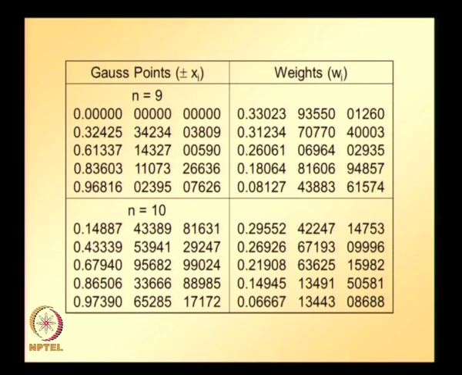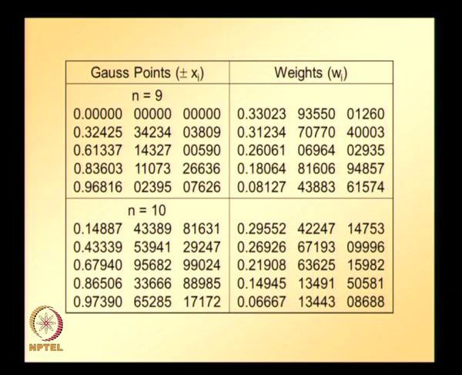And 9 and 10 number of integration points. So, looking at this table, we can actually find the locations of integration points for 2-dimensional integration or 3-dimensional integration. And here if you see these tables, there is a gap after a certain number of significant digits.